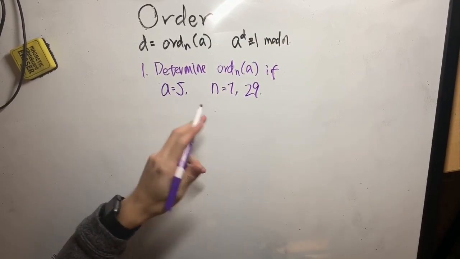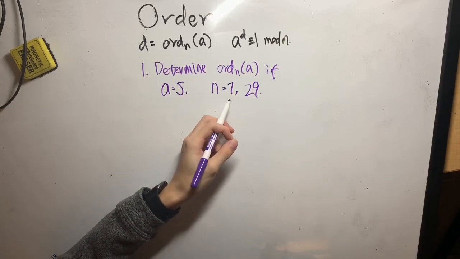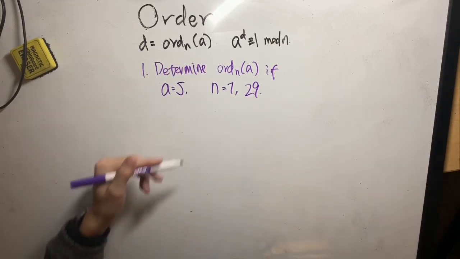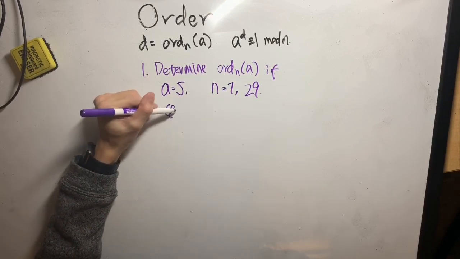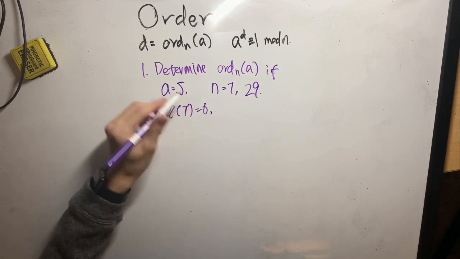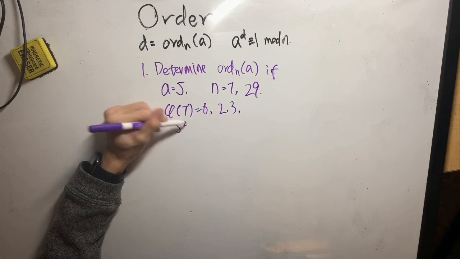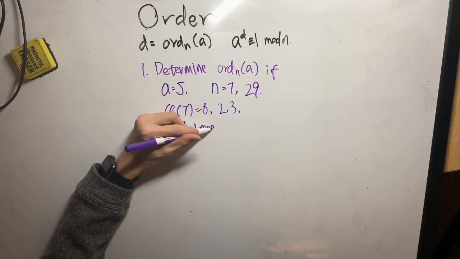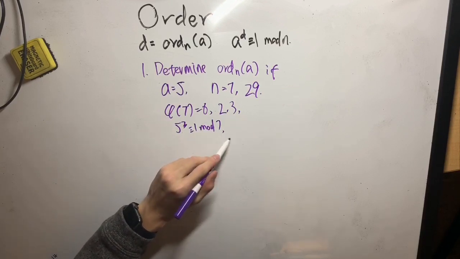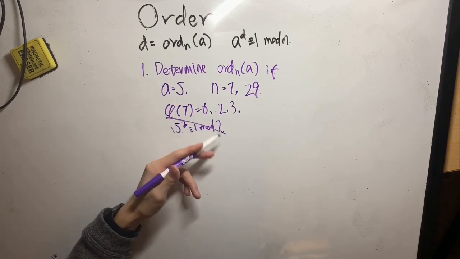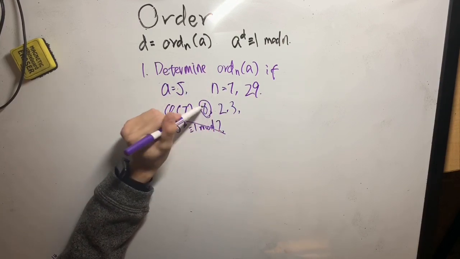Next, determine the order of a modulo n if a equals 5 and n equals 7 and 29. First, if n equals 7, we have phi of 7 equals 6, and we need to check 2 and 3. Obviously, 5 to the 2 is not congruent to 1 mod 7, and 5 to the 3 is not congruent to 1 mod 7. So after we check 2 and 3, we can conclude that the order of 5 modulo 7 is 6.